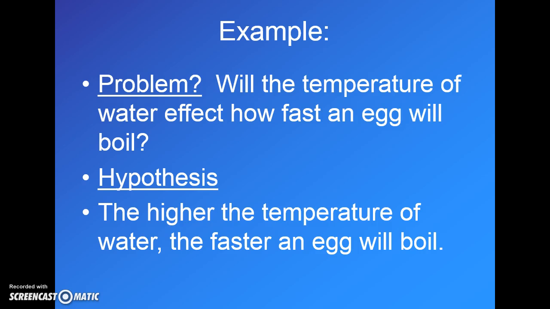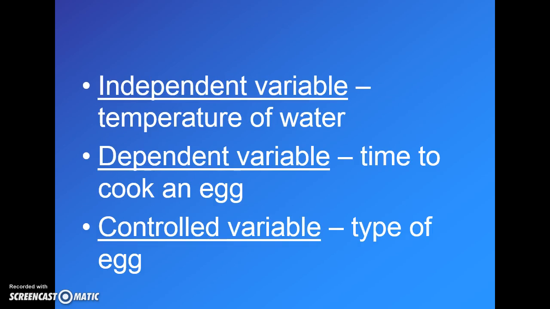So let's look at examples of a few things we talked about. Let's give you a problem. Will the temperature of water affect how fast an egg will boil? We collected data from the past experiences in our life, and we form a hypothesis. The higher the temperature of water, the faster an egg will boil.